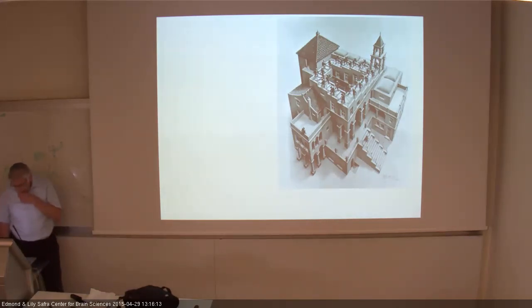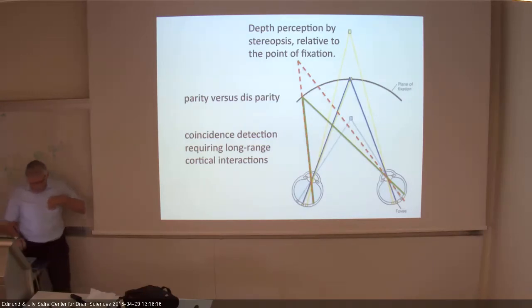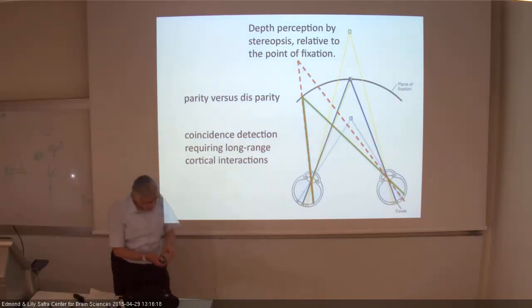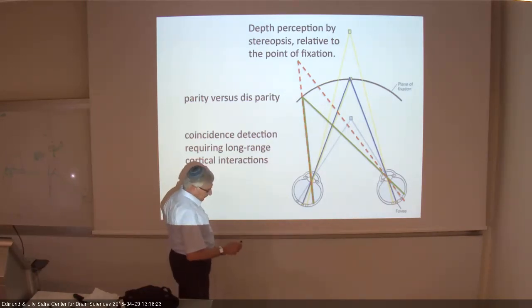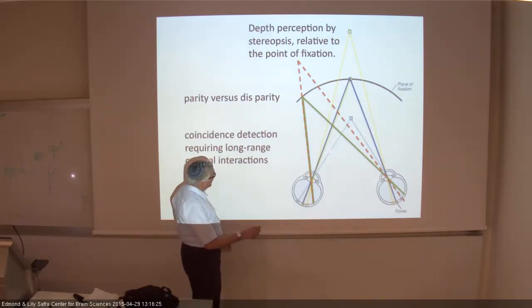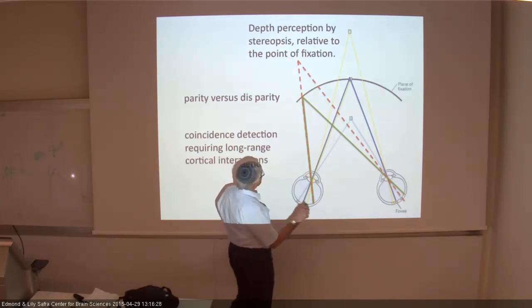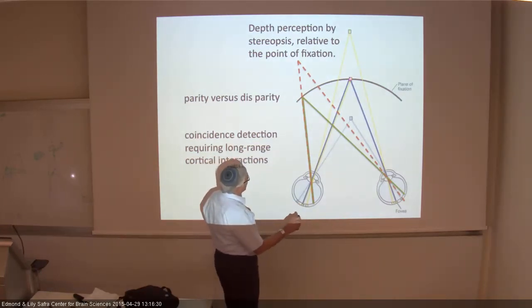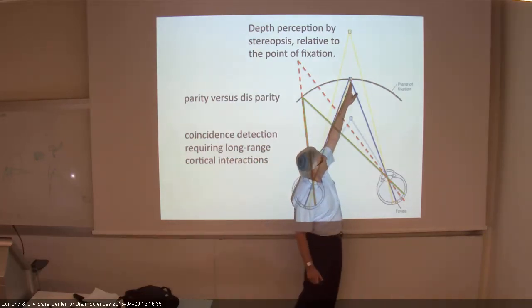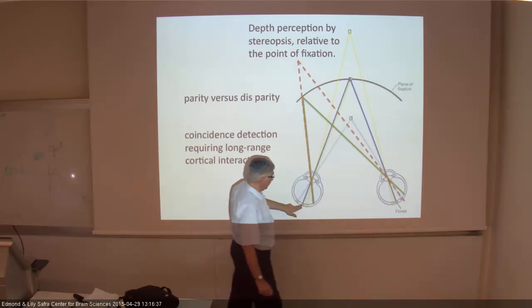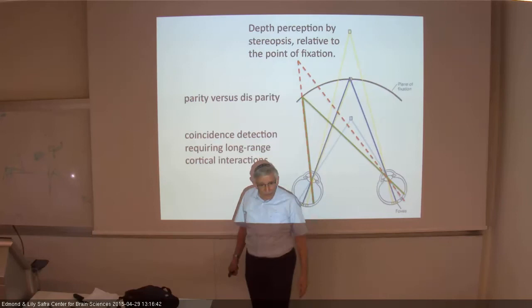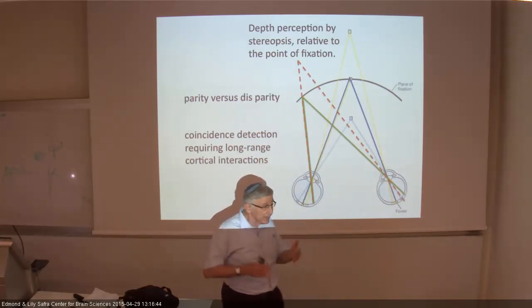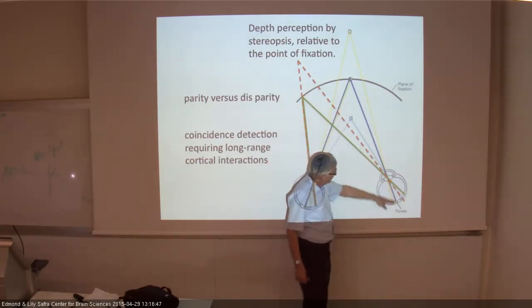Okay. And the next one is stereopsis. Stereopsis is the following. Everything along this plane is what we call in parity, meaning if we are looking at this point, this point falls on the fovea of both eyes. Why did this fall on the fovea of both eyes? Because that's exactly what we did. We moved the eye so that the points we're looking at falls on the fovea.